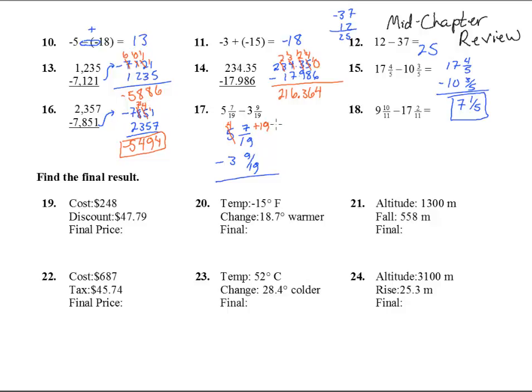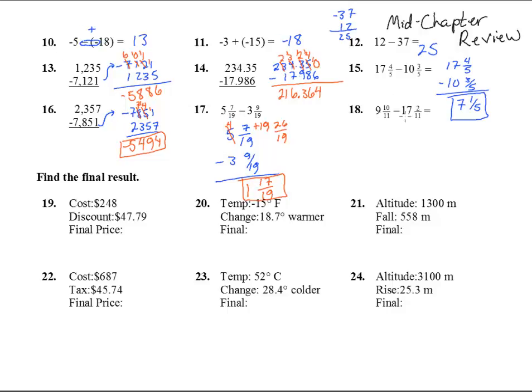But now we have 19 and 7, 26/19 here. 26/19 minus 9/19, that's 17/19. And then 4 minus 3 is 1. So 1 and 17/19.